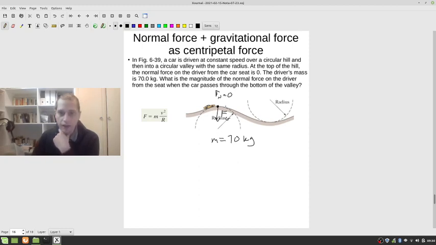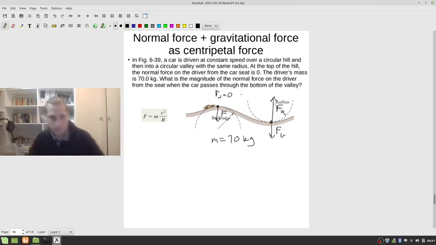On the other hand, down here, you need to push pretty hard because you're going to have a big normal force that has to counteract the force of gravity and still provide that acceleration towards the center of the circle. So Fn and Fg, they're not balanced in this case. It says, what is the magnitude of the normal force?